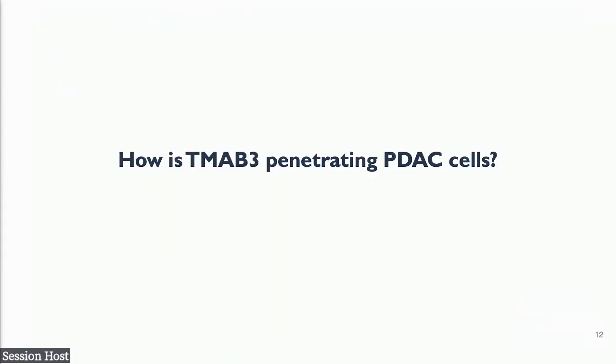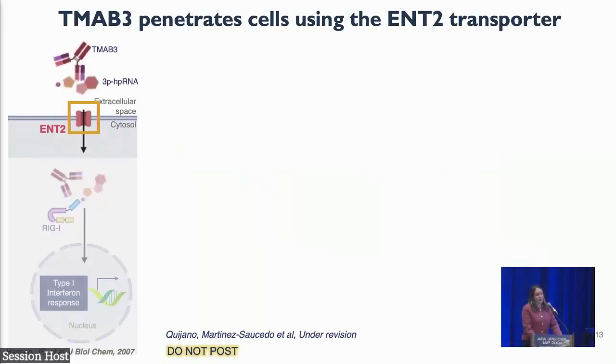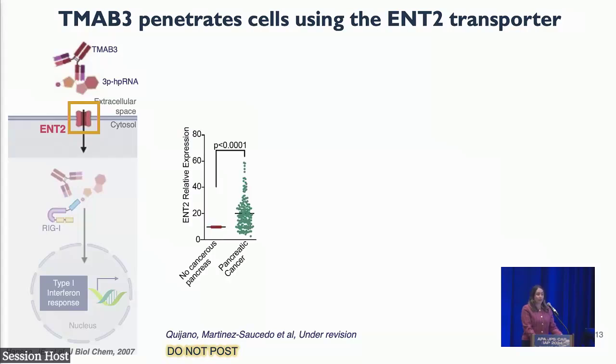Probably at this point, you might be wondering, how is TMAP actually penetrating into cells? Again, this lupus-derived antibody was previously described to engage with ENT2, and through ENT2 to penetrate into the cell. ENT2 might be ringing a bell for you because this is one of the transporters that is also used by gemcitabine. So we know that this transporter is highly expressed in pancreatic cancer cells.